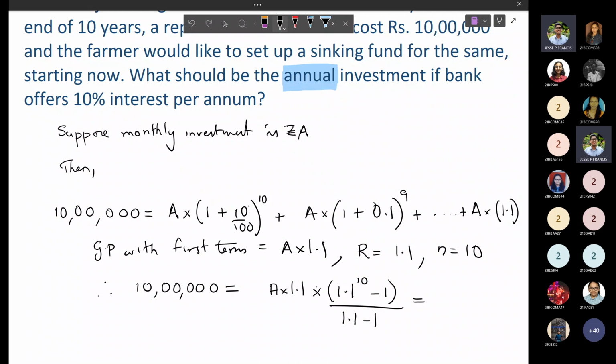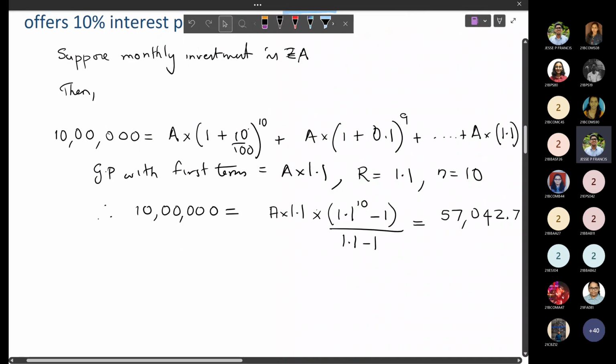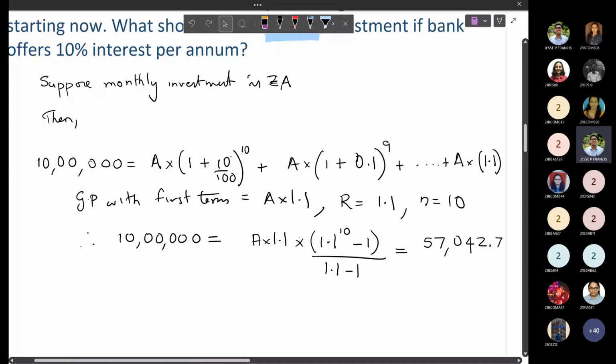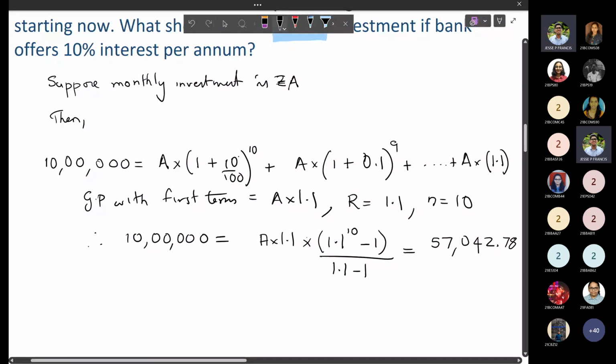Yes, someone has come up with the answer, 57,042.78. So this is the amount the farmer should invest every year to buy a tractor which costs 10 lakhs after 10 years. So it's a smart thing, right? You save a smaller amount over time so that 10 years later, it's not a huge burden to pay 10 lakh straight out. You can just save up smaller amounts so that after a long time, when it's needed, you can just use the amount straight out.